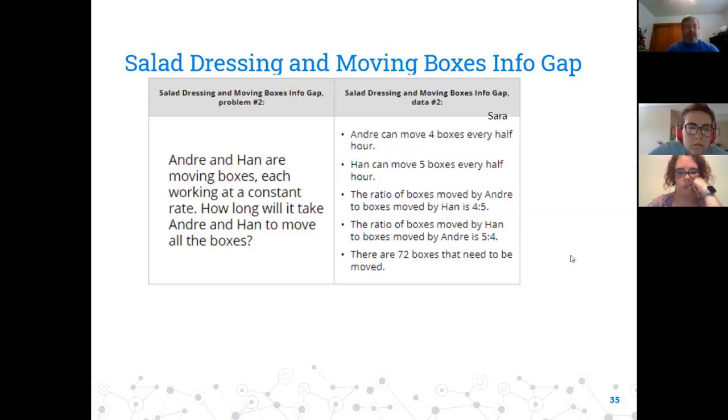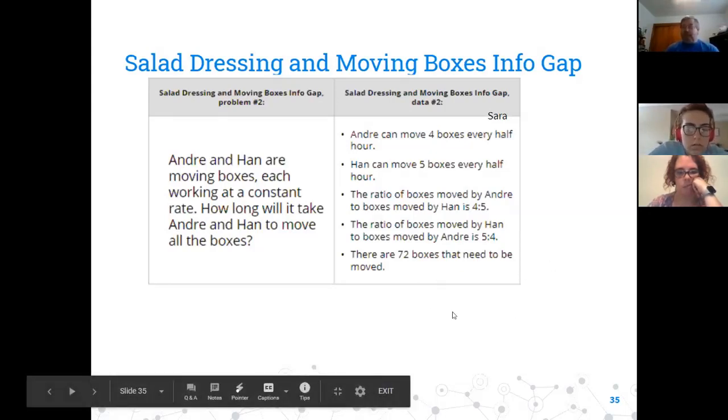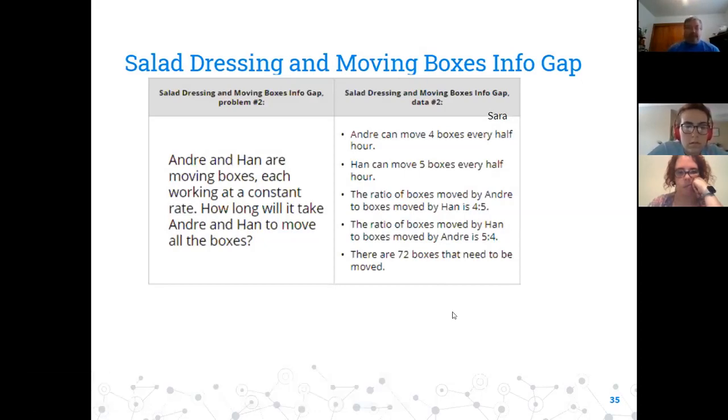Mm-hmm. Okay. So that would end the routine. And these come in double sets. So that was one. We could now get the second card to this set and we could switch roles, or we could keep our same roles and try another problem. But at the end, we both have to agree on the answer. Okay.